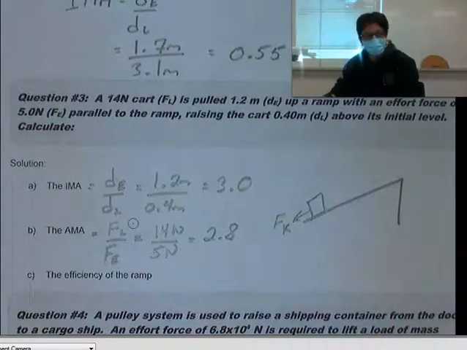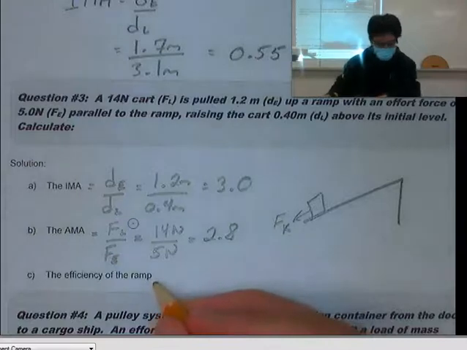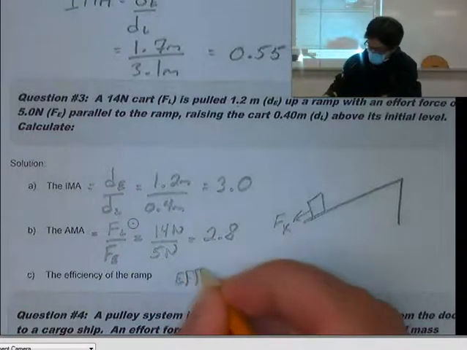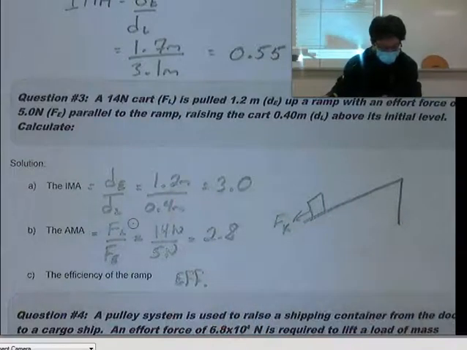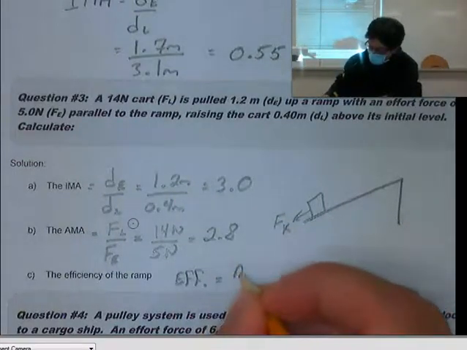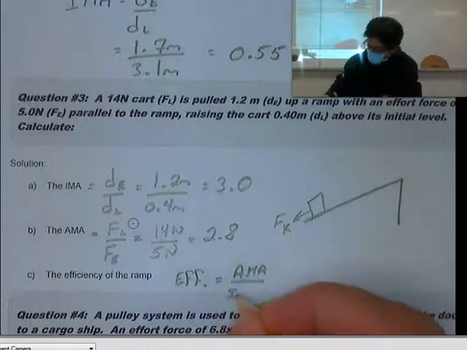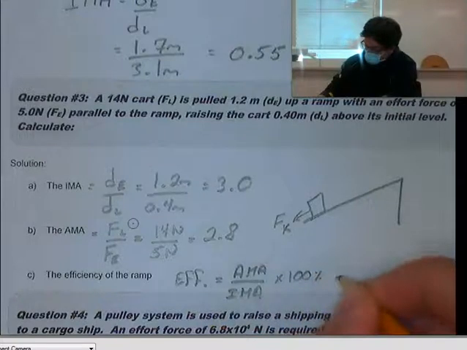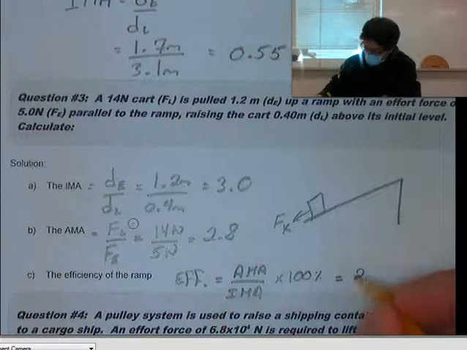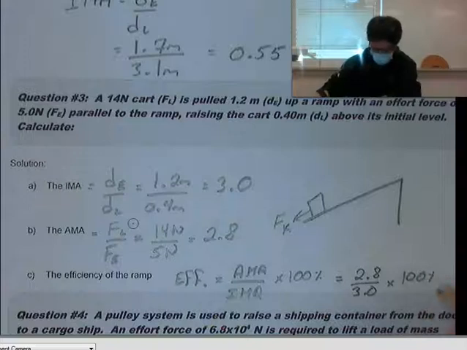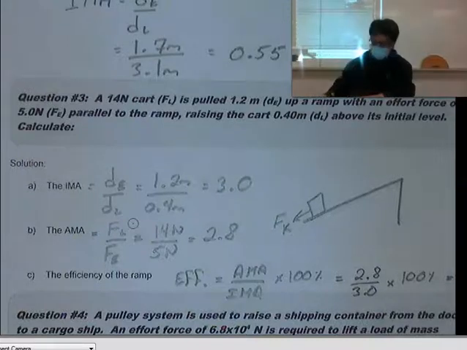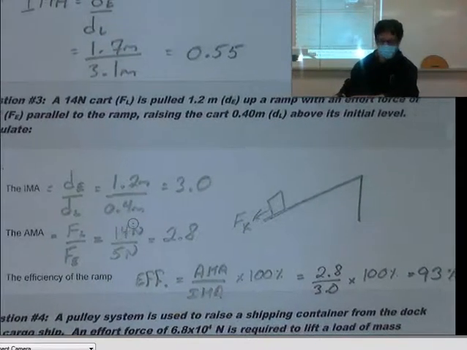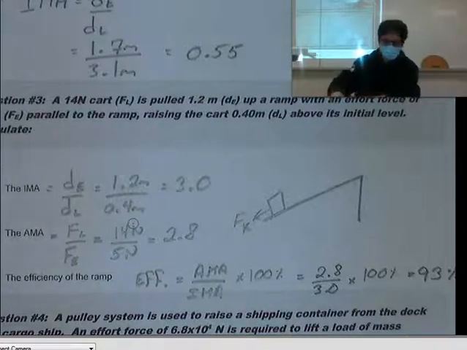So how efficient is this ramp? Well, we can calculate the efficiency by comparing the ideal and actual mechanical advantages. So AMA over IMA, and then we multiply by 100% to make it a percentage. So we have 2.8 over 3.0 multiplied by 100, and we get 93%. Okay, so that's not too bad. That's a pretty good, efficient simple machine.